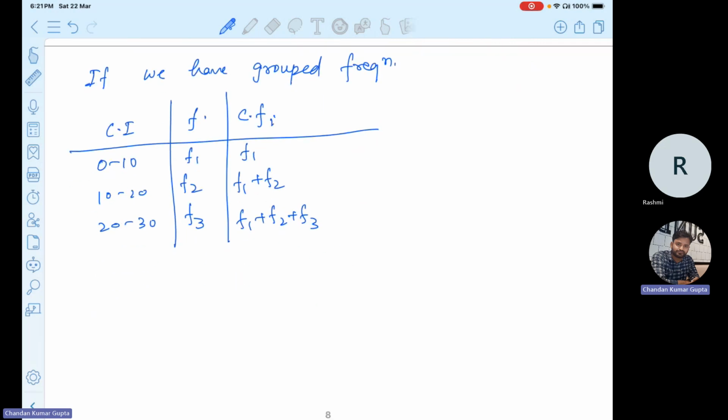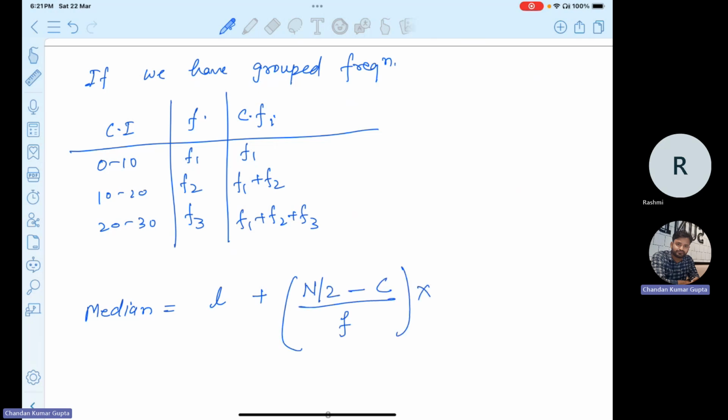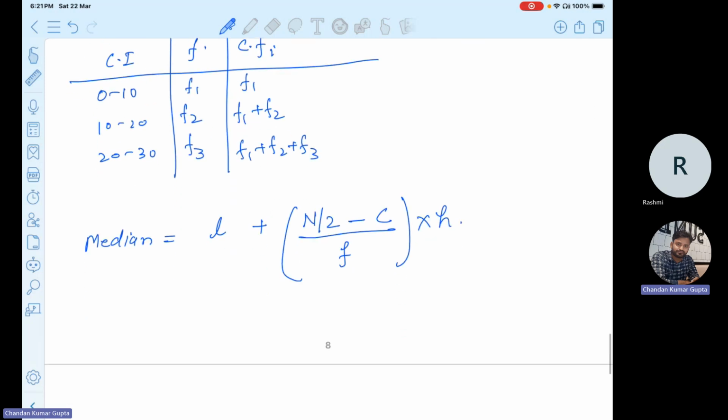In that case, the median is defined as L plus n by 2 minus C upon F into H. This is the formula. Now, how to find these variables: n by 2 is the total frequency divided by 2, and then C and F. Here L is the lower limit of the median class.